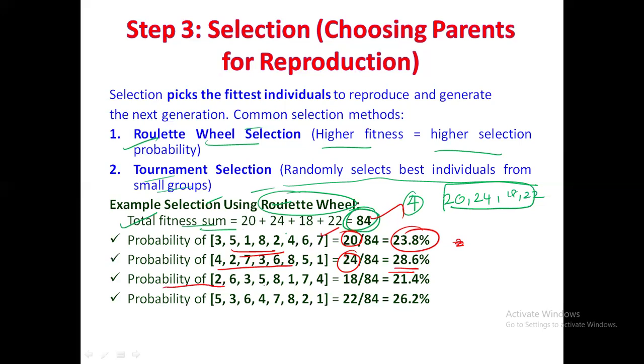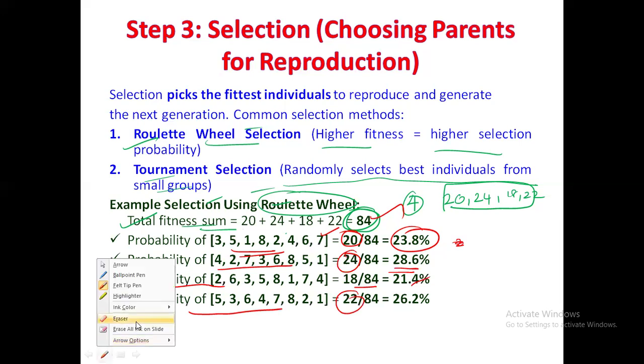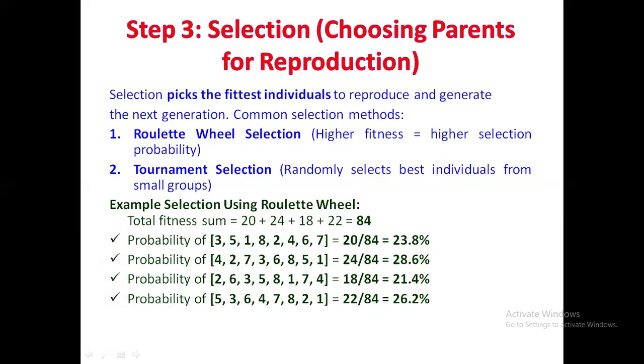And the probability of this chromosome, 18 divided by 84, is equal to 21.4 percent. And the last chromosome, 22 by 84, we are getting 26.2. Correct? So which ones have the highest value? The chromosome 42736851 and also 53647821. These two have the highest values, so they are more likely to be selected for the crossover, these two parents.